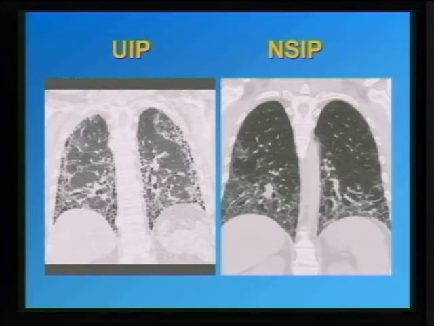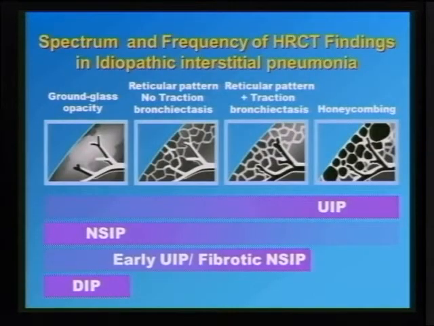But here's two images contrasting UIP versus NSIP. You see the peripheral distribution in both of the cases. You see more architectural distortion. You see how there is hypoinflation of the lungs in UIP, not much in NSIP because there's not much retraction. And look at the fact that there is lack of honeycombing in a patient with NSIP. And again, it's a spectrum, and there may be some overlap.